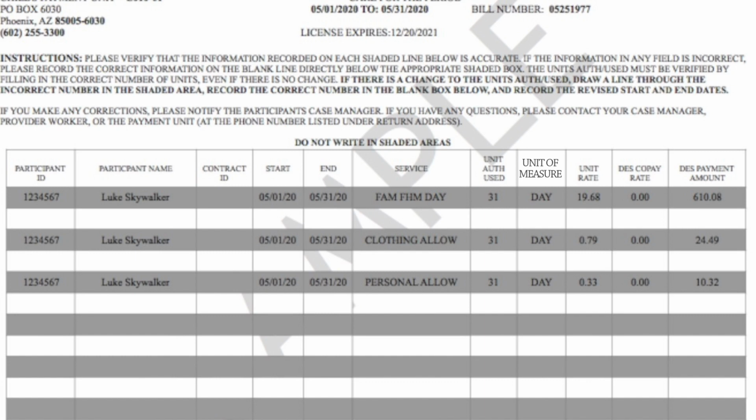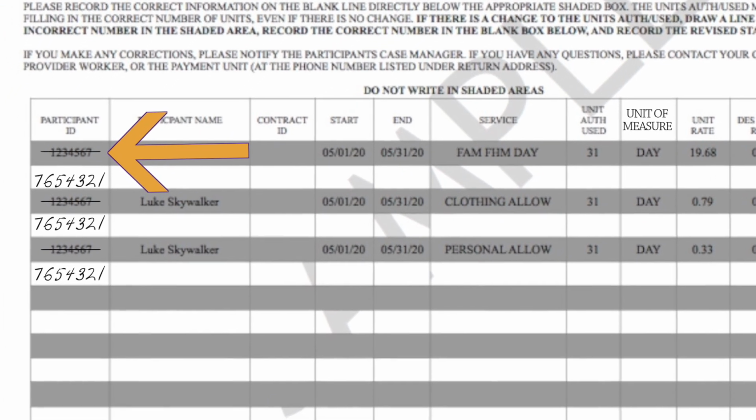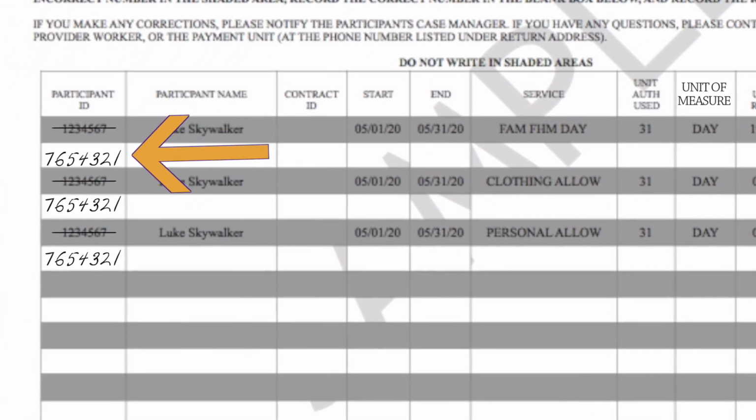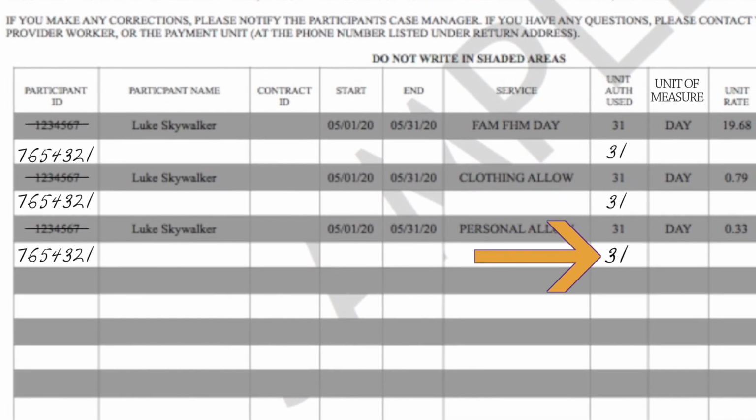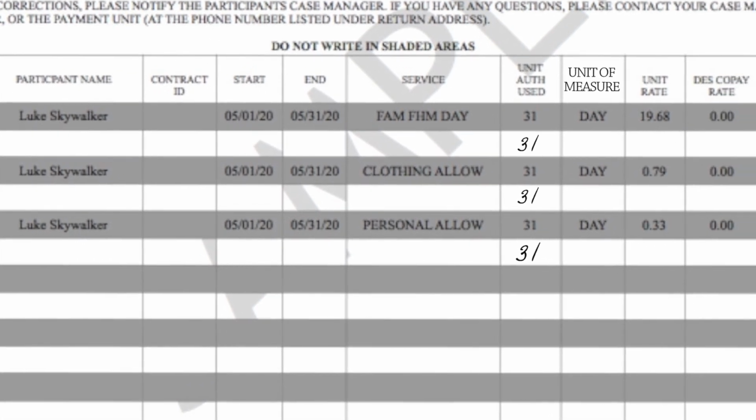If any of the information is incorrect, the placement must draw a line to the incorrect info and write the correct info on the blank line directly below the same column. Regardless of any changes, you must write the number of units used under the type number. If there were no corrections, these numbers will be the same. If not, they should be corrected. You will not be paid unless you verify the numbers in this column.